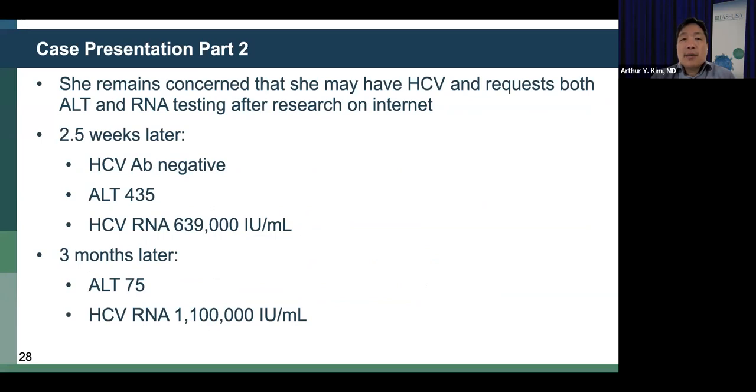So in this person, going back to the case, she is concerned that she may have hepatitis C, and she gets the testing that I described earlier. At that time, she was still in inpatient care, transitioning to outpatient care for her psychiatric and substance use issues. While one could have treated her right away, she ends up waiting. And 3 months later, she still has an elevated ALT, and the hepatitis C RNA has not shown any evidence of clearing.